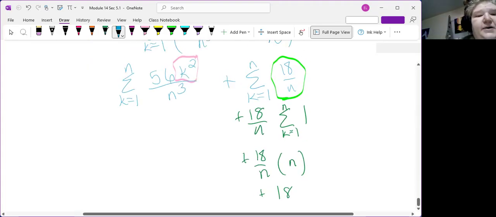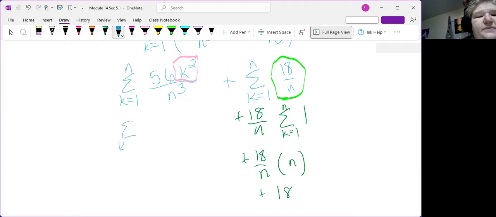Now our sigma here, the 56 over n cubed has no k's, so that's like a constant, the same way the 18 over n was. I'm going to factor that out. So that's just going to come into play after we get rid of our sigma notation. So now I have the sum from 1 to n of k squared. So the sum from 1 to n of 1, of k squared, and of k cubed are given known formulas.